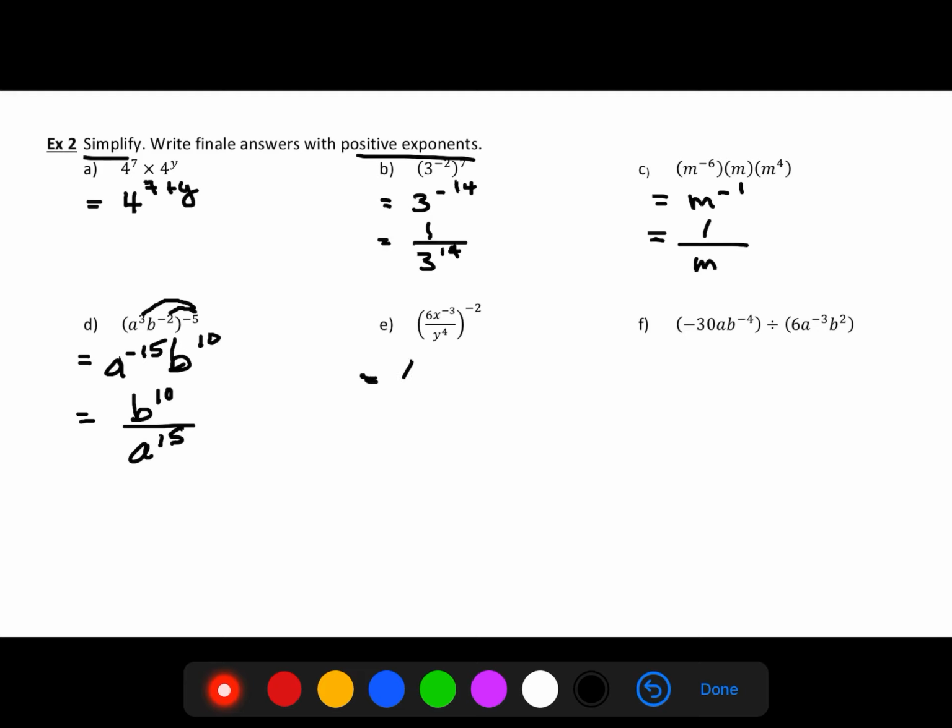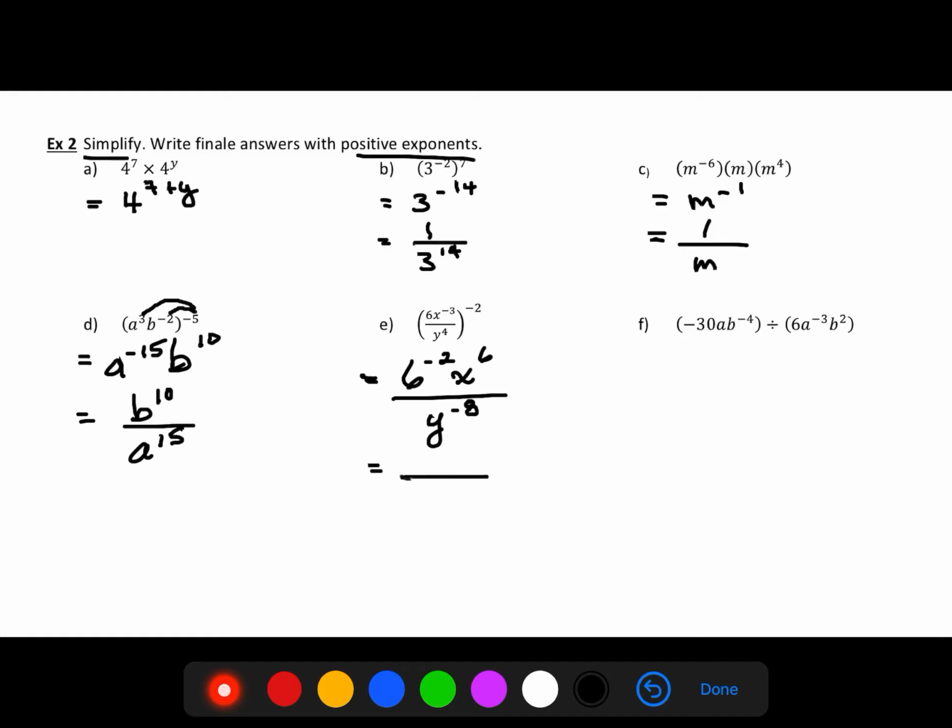Same thing with part E, remembering that we have to apply the negative 2 exponent to all the parts inside the bracket. When we do that, we get 6 to the negative 2, x to the power of 6. Remember, there is no separation. That is still one term. This is all one term, and we have divided by y to the negative 8. So we have to flip our negative exponents only.